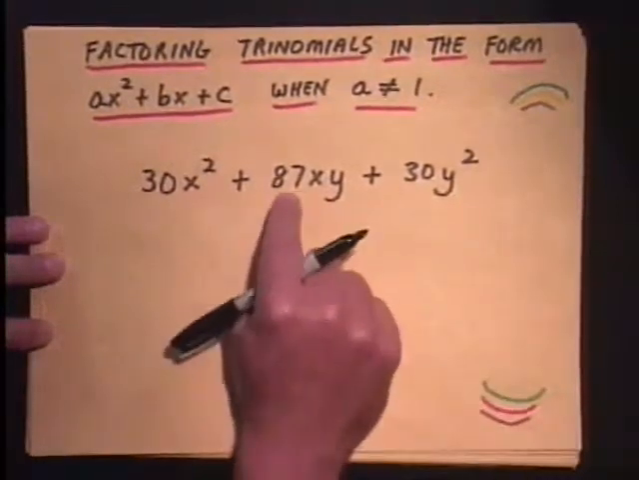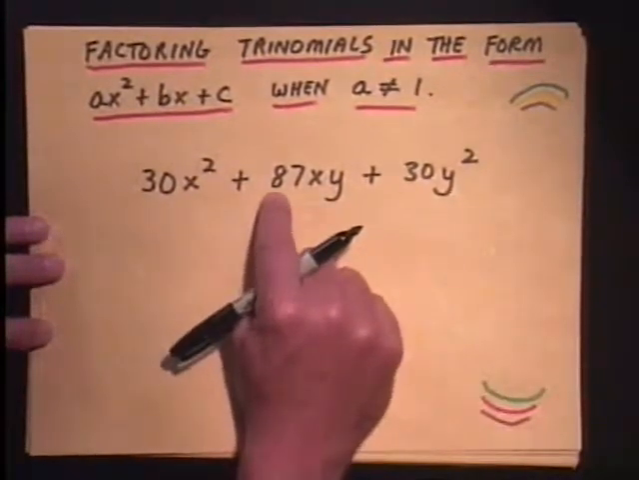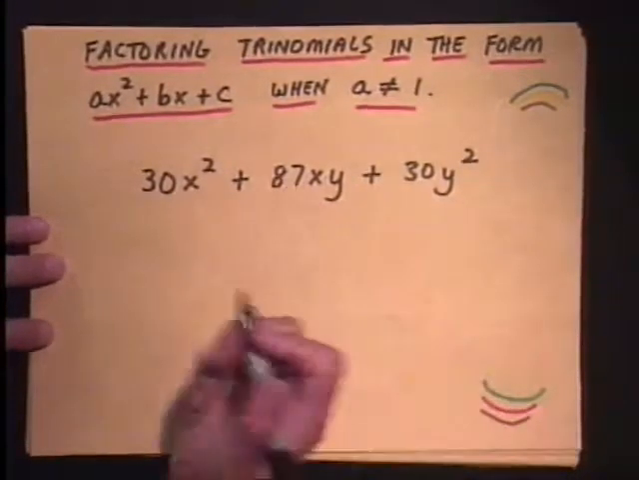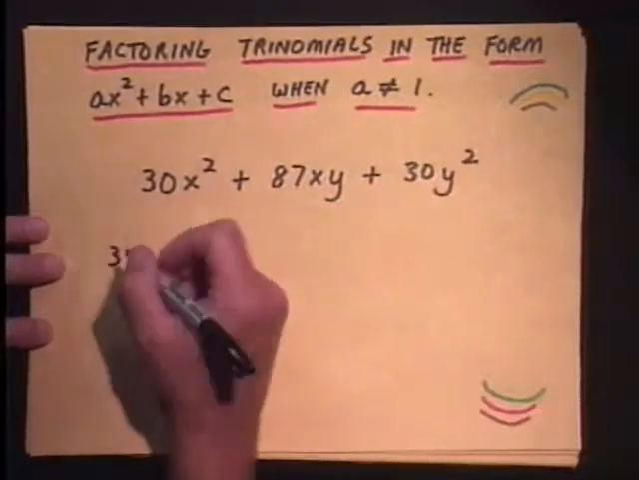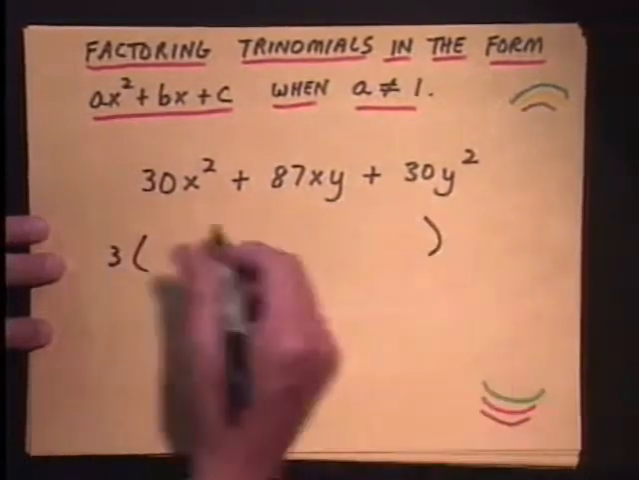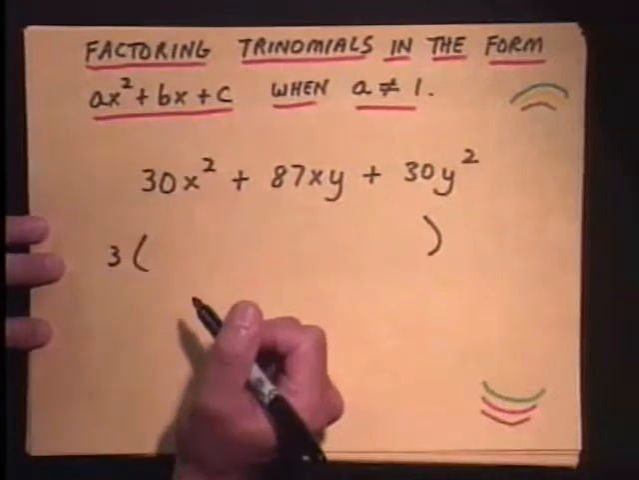You know why I know 3 goes into 87? 8 plus 7 is 15, and 3 goes into 15, so 3 goes into that number. So I'm going to go ahead and yank out a 3. And that nasty thing will become much nicer momentarily.